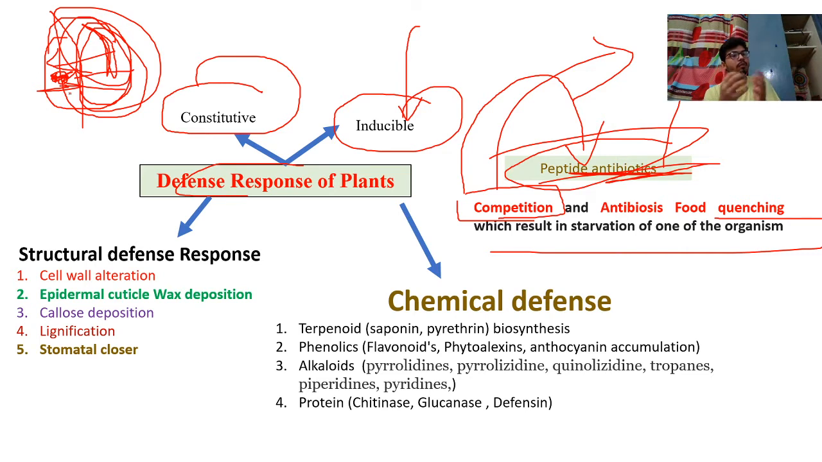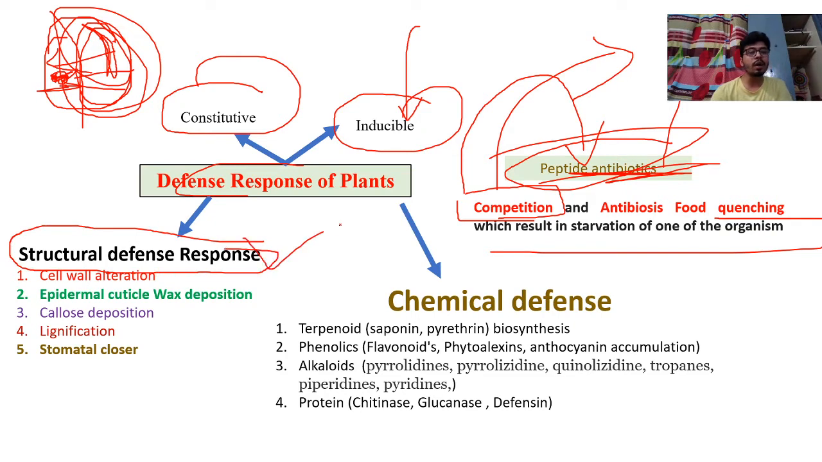Now suppose the bacteria have absorbed all the food. Now the fungus sees no food source. Why? Because the bacteria hijacked the whole nutrition system. Now the fungus there is starving, and due to starvation, ultimately the fungus will die. So this is the story of fungus starvation, and this technique is really very useful in the management of fungal disease. Now come to the structural defense response.